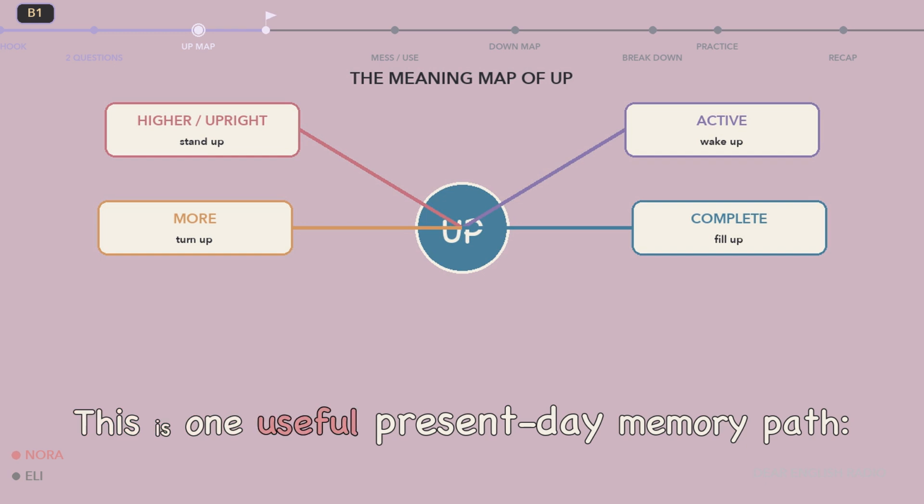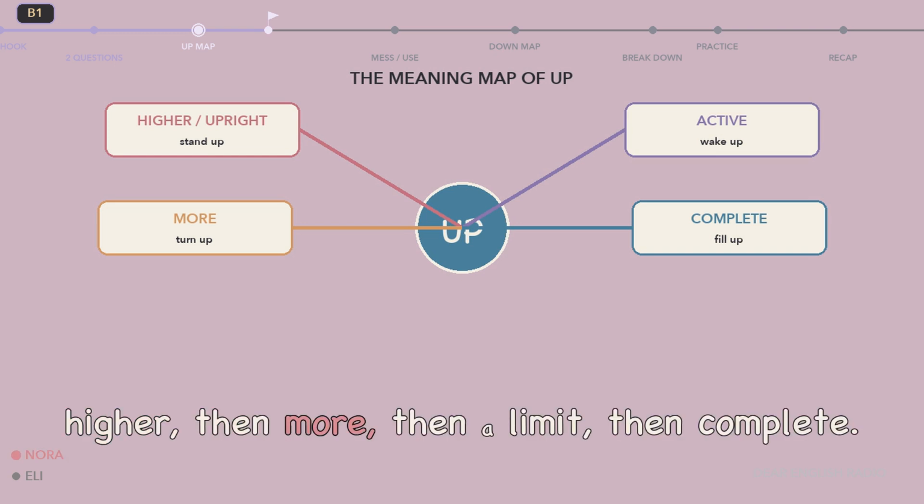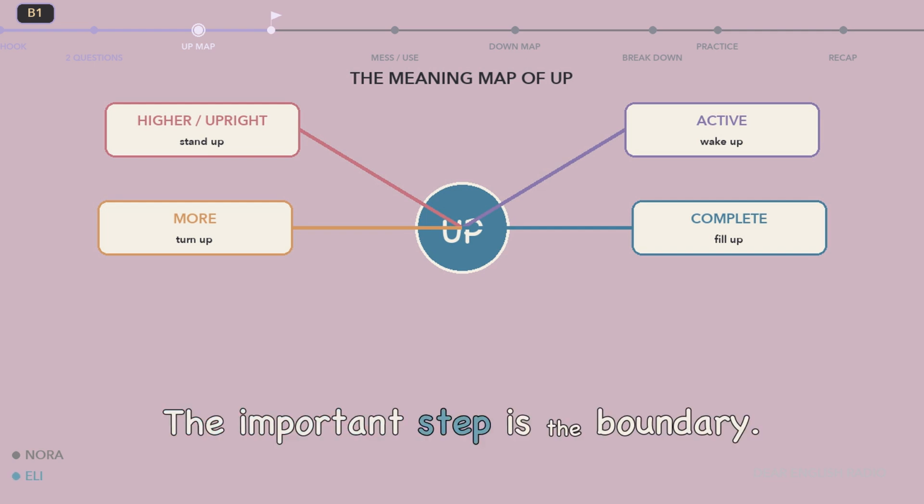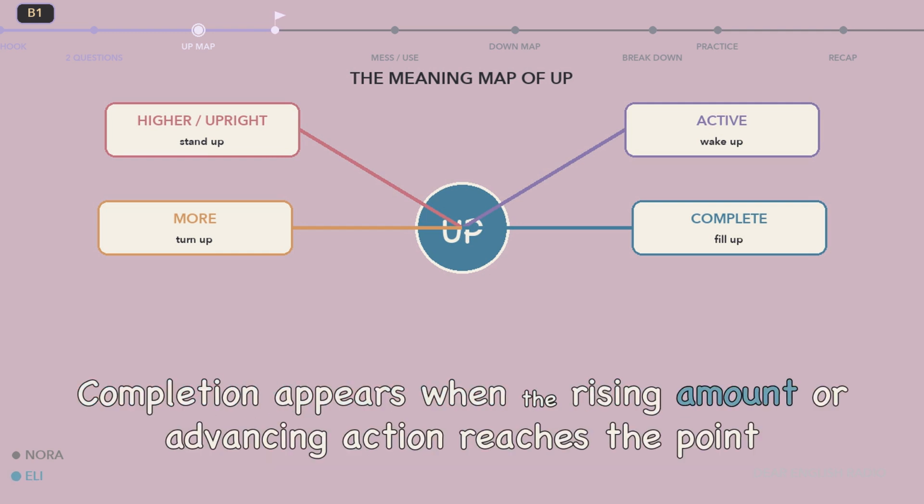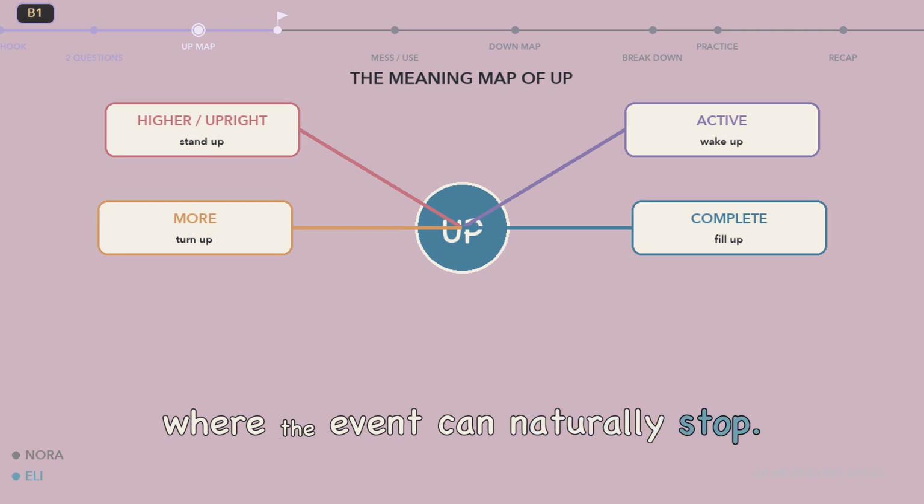This is one useful present-day memory path. Higher, then more, then a limit, then complete. The important step is the boundary. More, by itself, does not mean complete. Completion appears when the rising amount or advancing action reaches the point where the event can naturally stop.